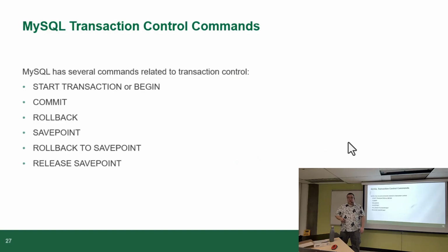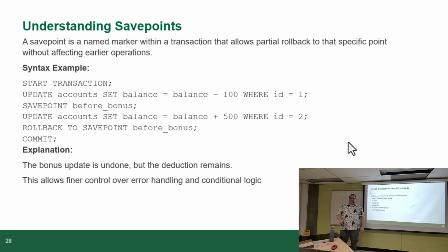So in MySQL, transaction control commands: start transaction or begin. Begin's pretty universal. Commit, roll back. There's one called save point. I'm not going to talk about it. If you really want to learn about it, go look it up. But it allows you to actually do partial transactions. I've never used them once in my career. But you got a bunch of save point ones also.